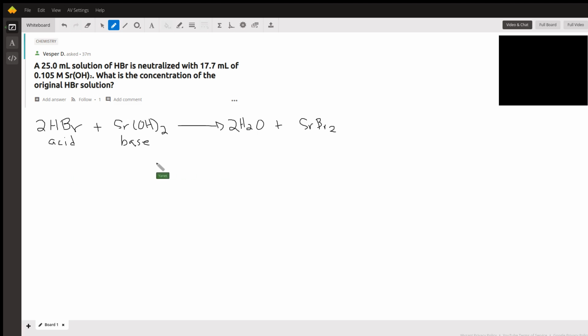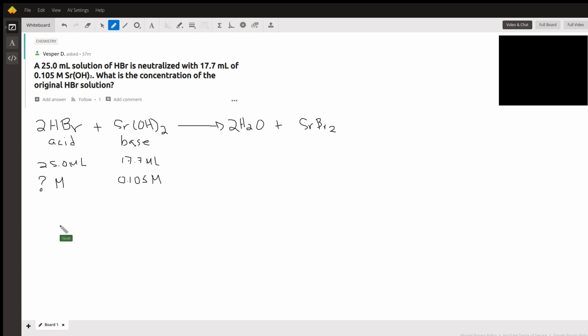Another thing you could do is write the amount of each solution given here to make the calculations easier. So if you have 25.0 milliliters of HBr, you're trying to find the concentration. So let's call it question mark M, which are the units for concentration in this case, molarity, which equals moles per liter. And then you also have here 17.7 milliliters of the 0.105 molar solution of the base. Molarity, remember, is moles per liter, so all those milliliters have to be converted to liters.